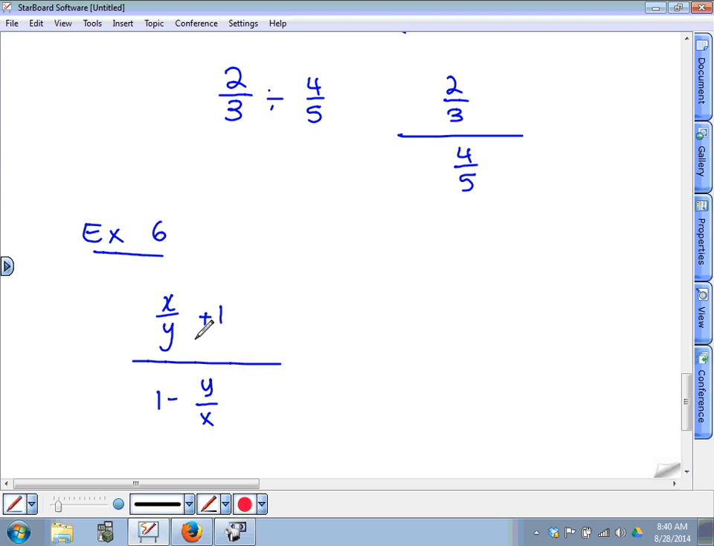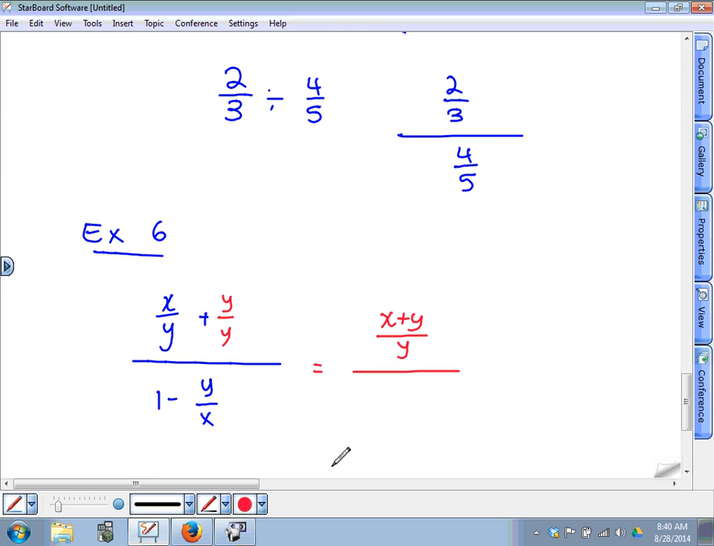Because this has a y in the denominator. So I'm going to switch this 1 into y over y. Now we can change this into x plus y over y. That was pretty harmless. We didn't lose anybody on that one. No casualties.